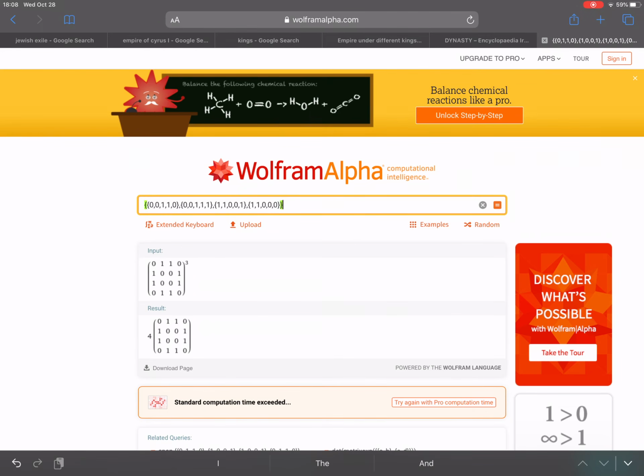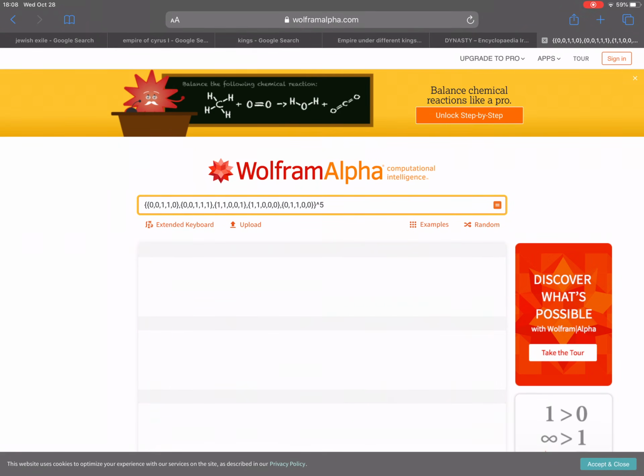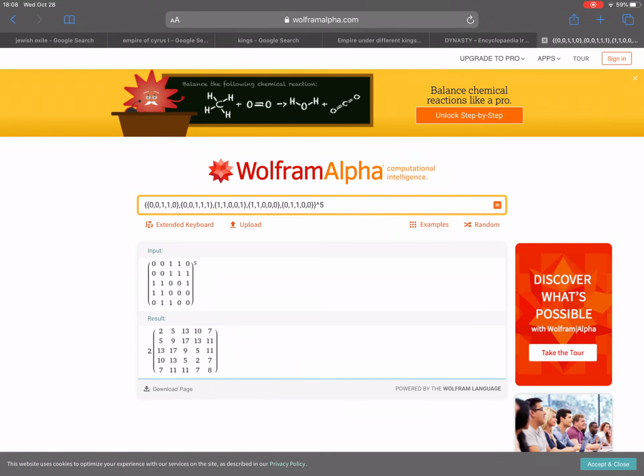And so that's this one, and then finally one more row, right? And that would be 0, 1, 1, 0, 0. Okay, and somehow I lost another of my parentheses. Okay, and now path length 5. That's the power, right? Okay, here we go. Whoa, that's quite a lot here, right?